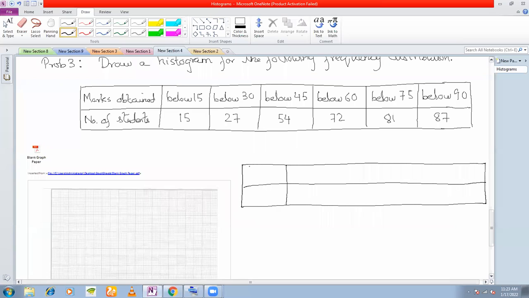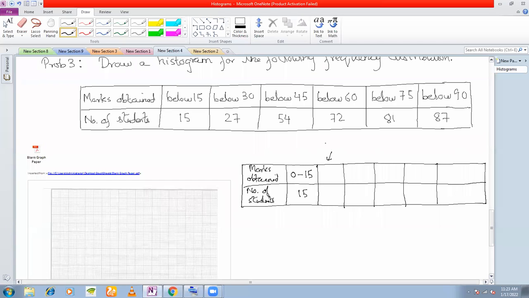So here you have marks obtained. And here you have number of students, which is the frequency. Now in marks obtained, first of all, you have below 15, and you have 15. Below 15 means what? 0 to 15, right? So you'll write here 0 to 15. And what is the number of students corresponding to this? This is 15.